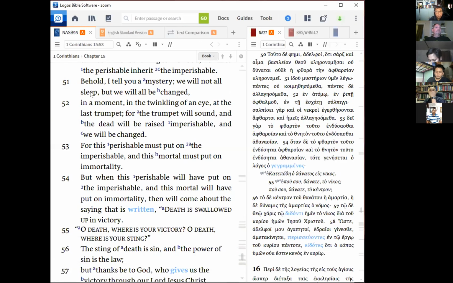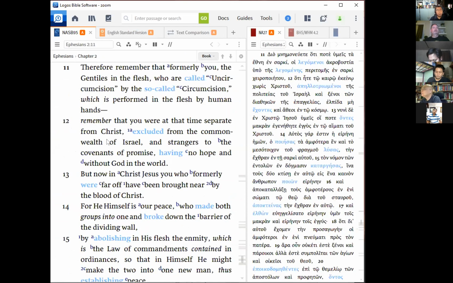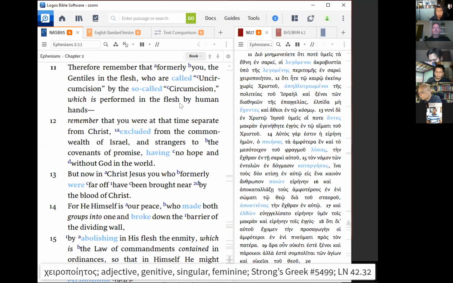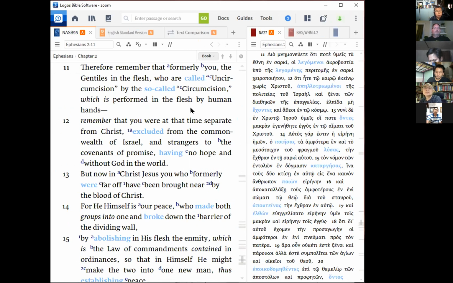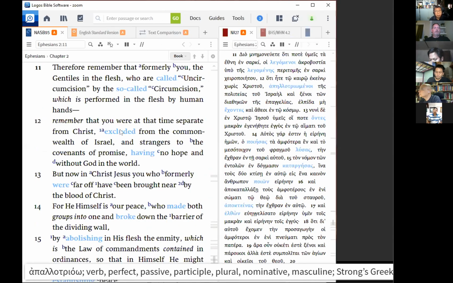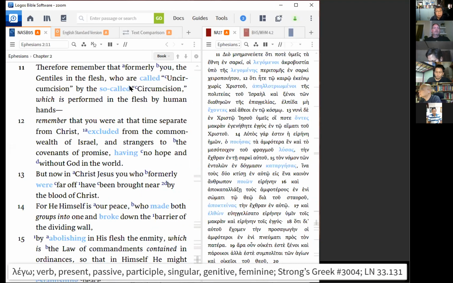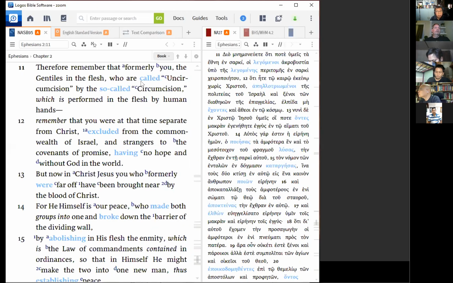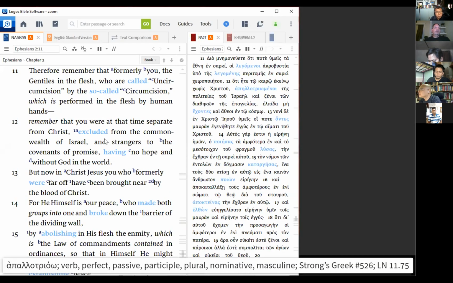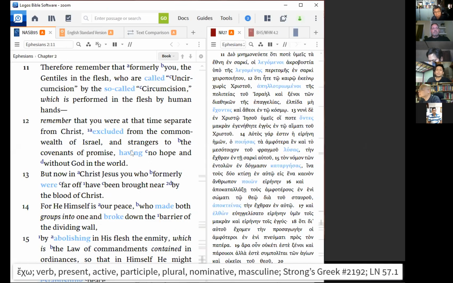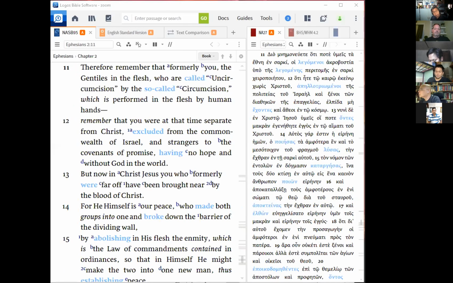This passage, New American Standard, Ephesians 2:11. Okay, now I've highlighted in blue the participles. Now notice here. So verse 11, there's two participles. Verse 12, these two participles functioning like regular nouns, sorry. Verse 12, excluded and having, two more participles. In this case, both of them are functioning like they're periphrastics.